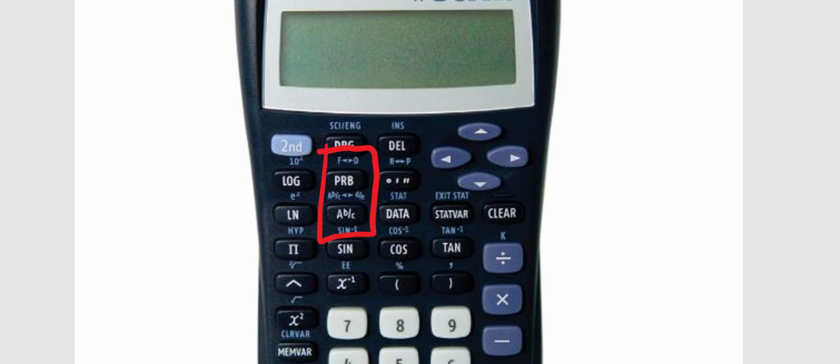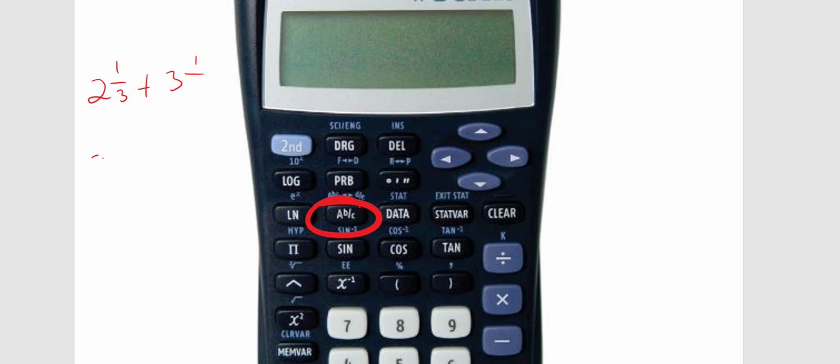So the way you do it, if I want to type in a fraction, let me just give you an example. Let's say I have 2 1/3 plus 3 1/2. Really easy. In order to type a fraction in, you are going to use this button right here, the ABC button. And the way you do it is, try it as you go along here.